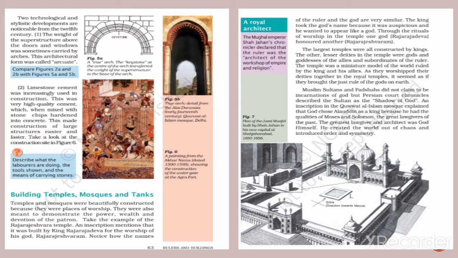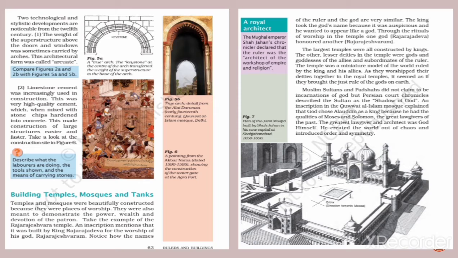Now let's see the next one. What is the meaning of trabeate here? Trabeate style means free from any curves. Next, building temples, mosques and tanks. Places of worship were beautifully constructed.